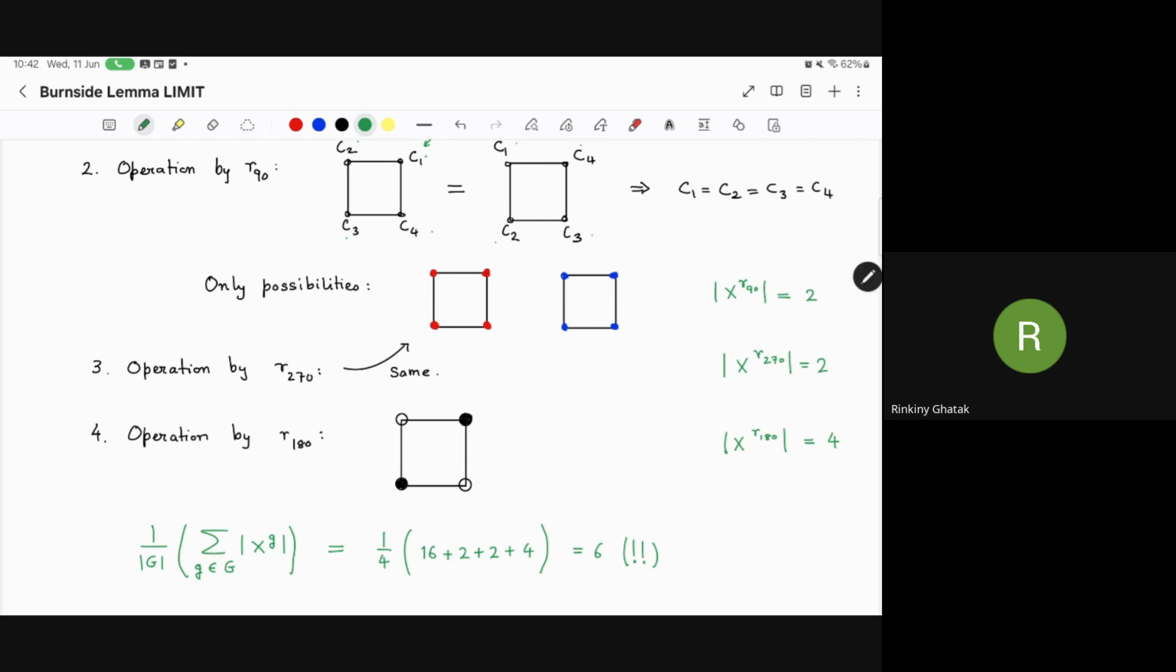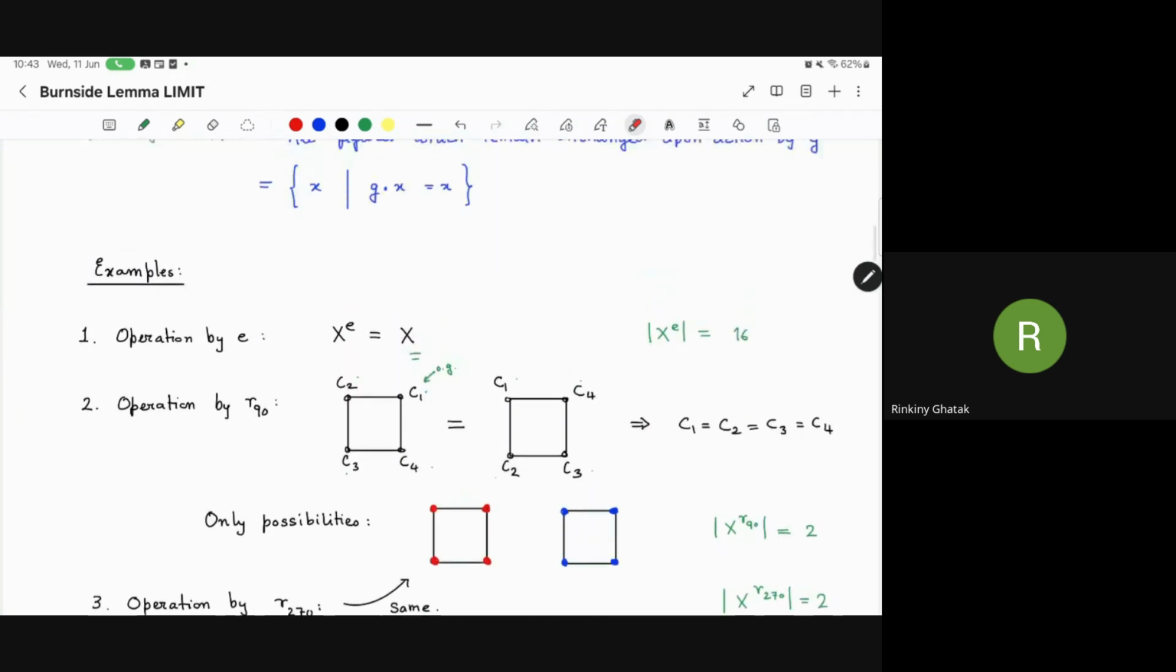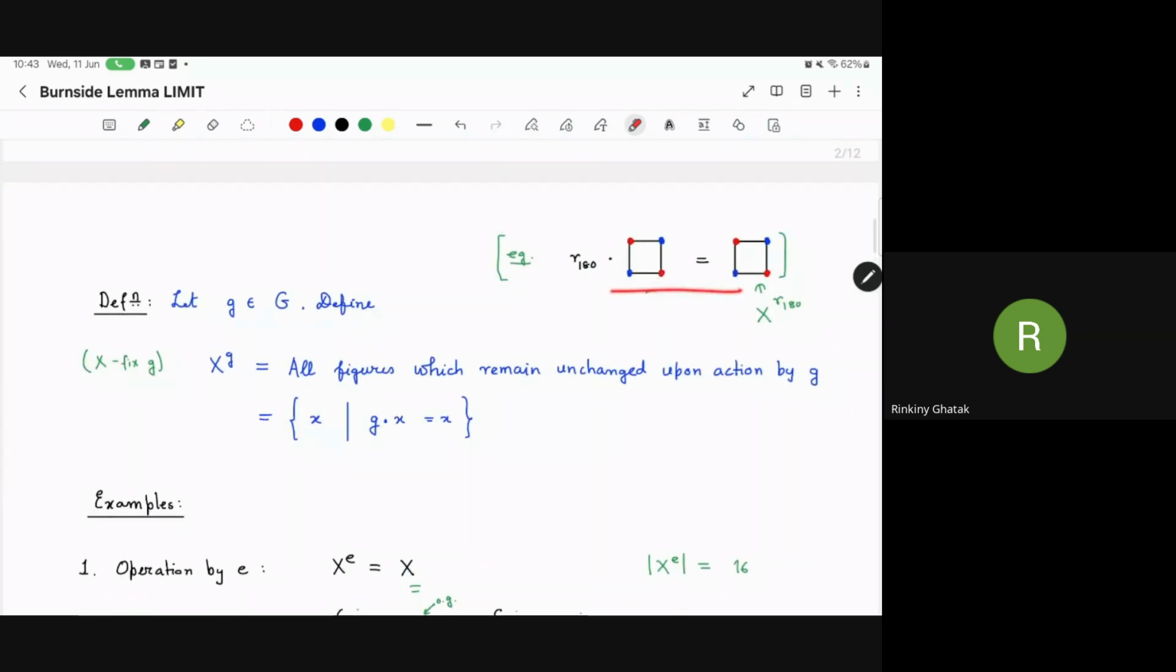Rotation by 180 is a little bit more intricate because if you rotate, you would realize that this guy upon rotation by 180 goes to this guy and this guy comes back here. So these two have to be the same and these two have to be the same. Working example, if you go back to the example we discussed here, that's precisely the case.